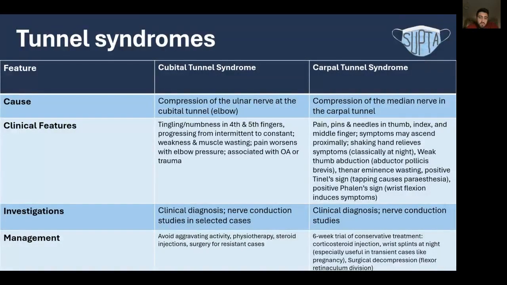And then if all of these didn't really work, what you could offer is surgical referral for a surgical option. Surgical decompression would be a flexor retinaculum division where they release some space for the nerve and basically relieve the tension.